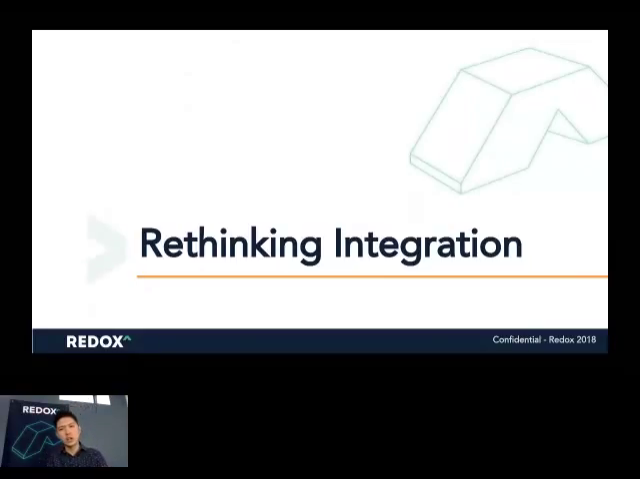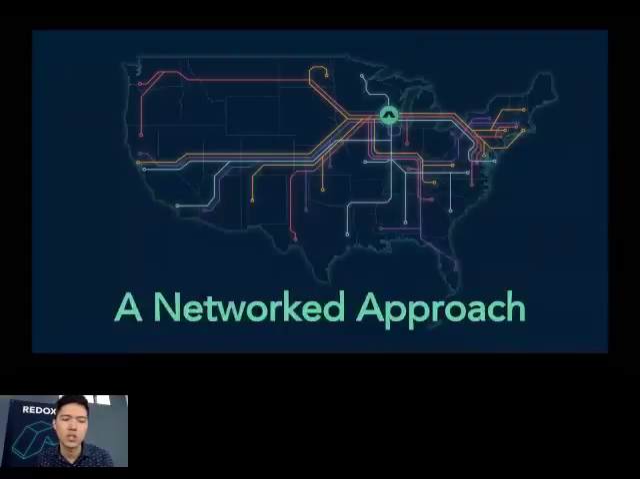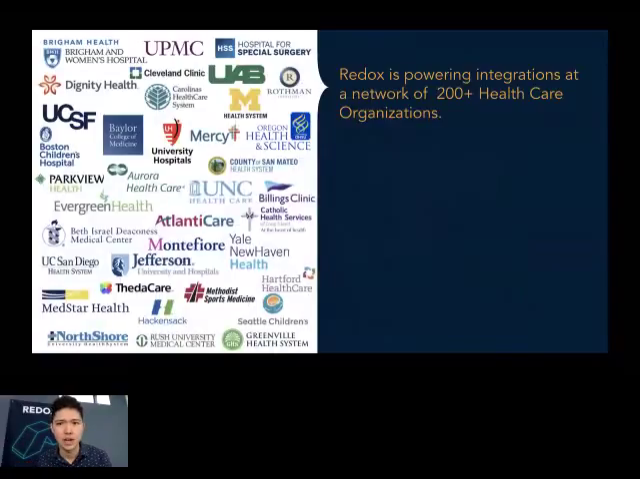So I mentioned it earlier, but the first big thing is this networked approach to integration. Let's hop into that for a second here. But the main point of it is that any application that's connected to Redox and any health system that's connected to Redox can now talk to each other. We have an interoperable network, and what that means is that we currently have about 200 healthcare organizations that are using some sort of application on the network.